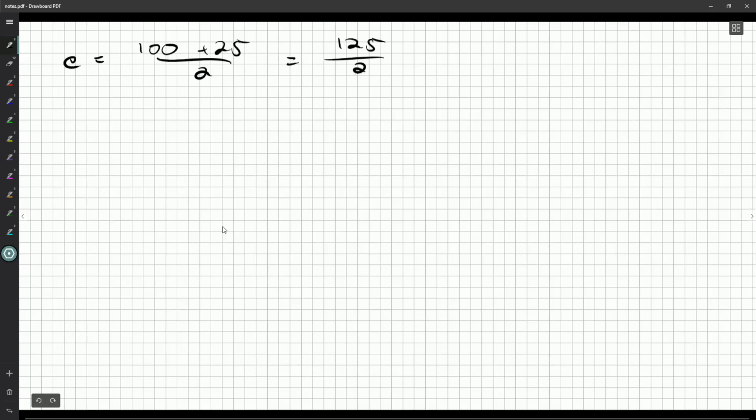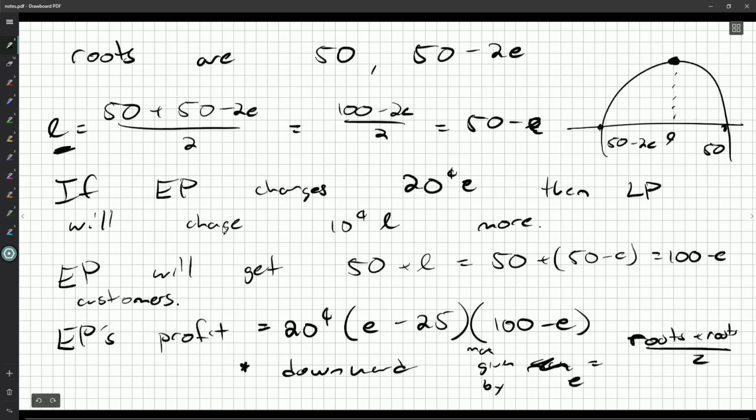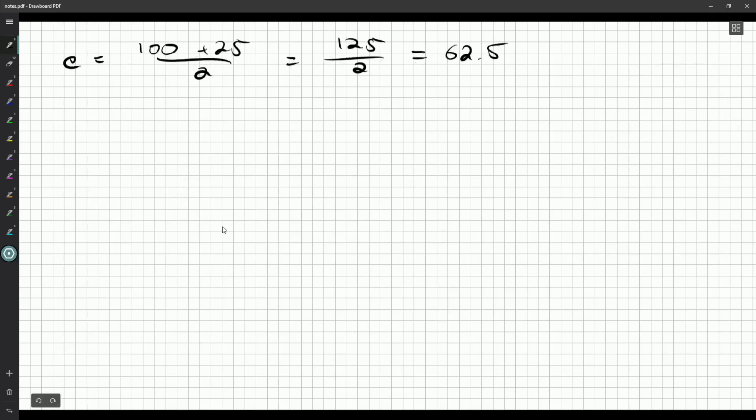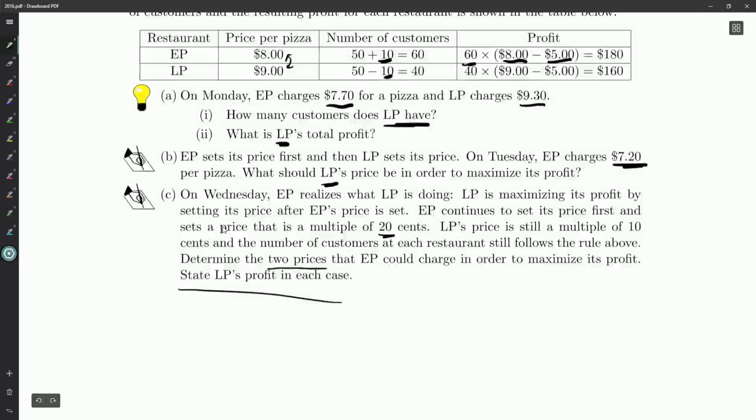So that'll be 125 over 2, which will be 62.5. But E needs to be an integer, otherwise Aaron isn't charging a multiple of 20 cents. But we shouldn't be allowed to get the maximum, right? Because if we did, then Aaron would only charge one thing. And they tell us Aaron gets two prices, or there are two prices that would work.